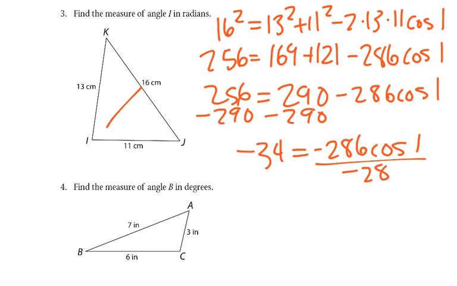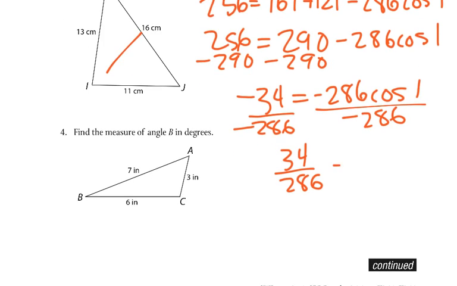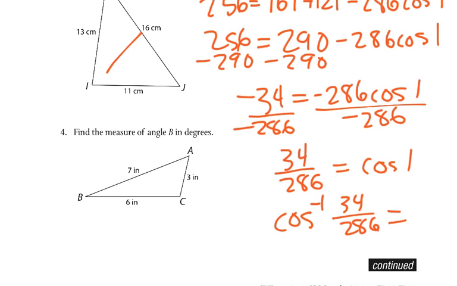Divide by negative 286. So 34 over 286 equals cosine of I. Take the inverse cosine of 34 over 286. That's going to give us I, so that's going to give us our angle. I type that in, the inverse cosine of 34 over 286, and I get 83.17, so 83 degrees. That's my answer right there.